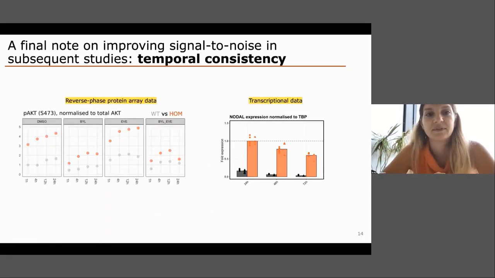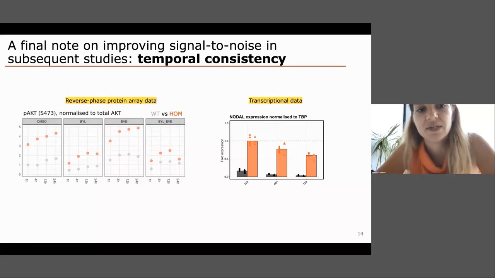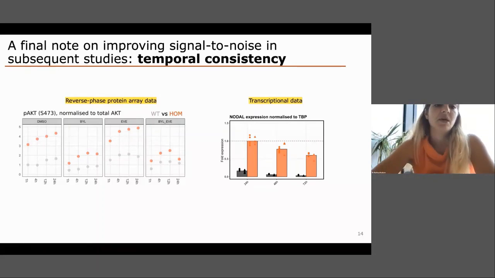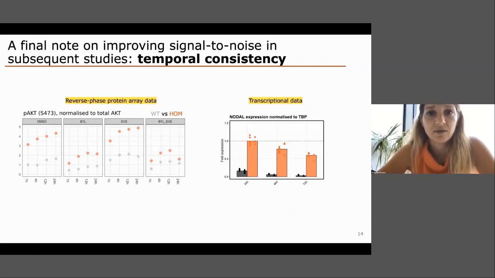As a signaling person, I think I will end by also emphasizing that one way in which you can actually increase the signal to noise ratio in your phenotype, downstream phenotyping, is to actually be really consistent with your cell culture and also timing of your experiments. This is just an example to show you how one of the key components of the PI3 kinase pathway, AKT, and its phosphorylation changes just as a function of time.